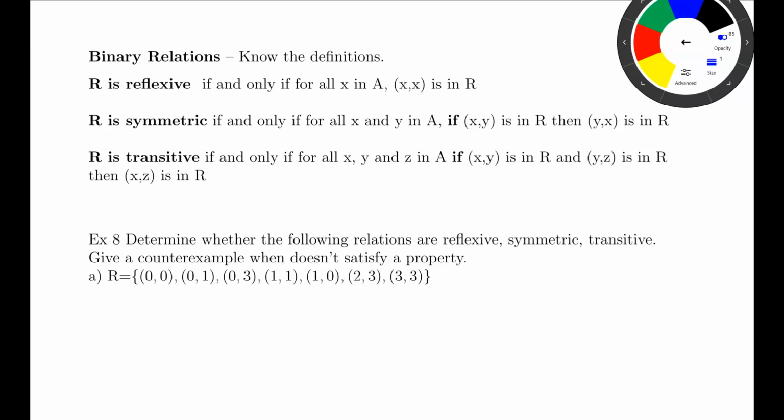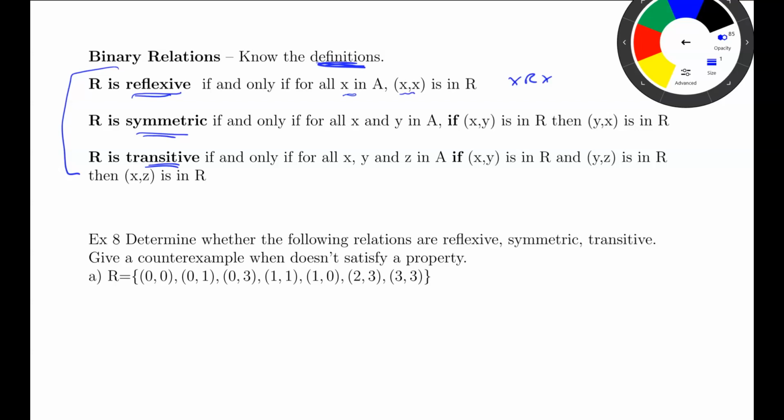Okay, so here are some properties, some definitions that I need you to know. These three are big. We're going to use these again and again and again. Reflexive, symmetric, and transitive. So if a relation is called reflexive, that means for any x in A, x is related to itself. So that means x would be related to itself, like that, right?